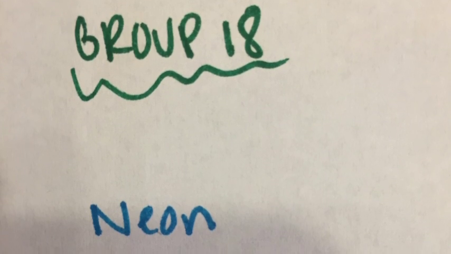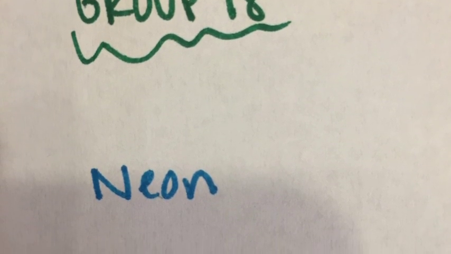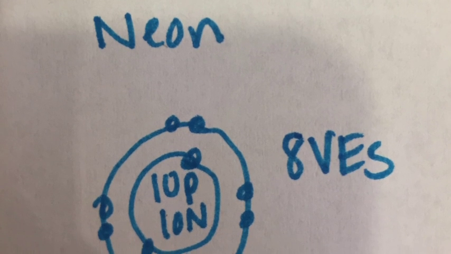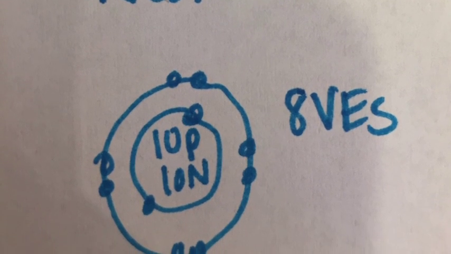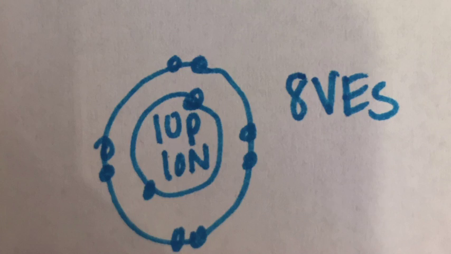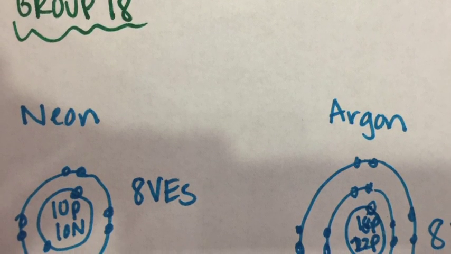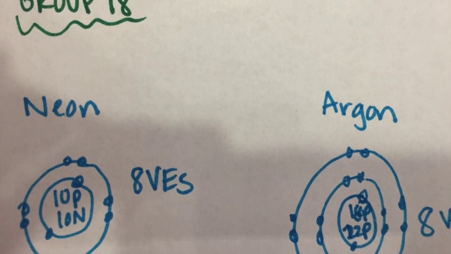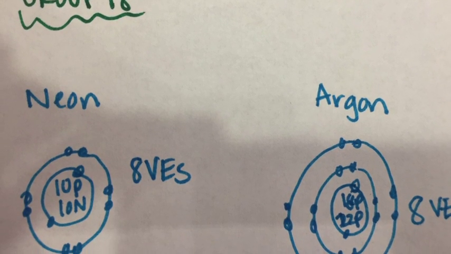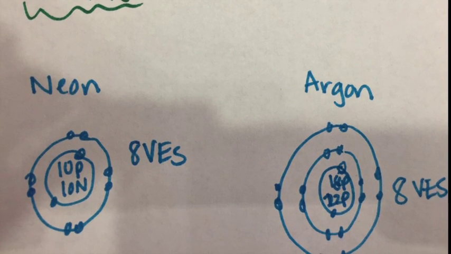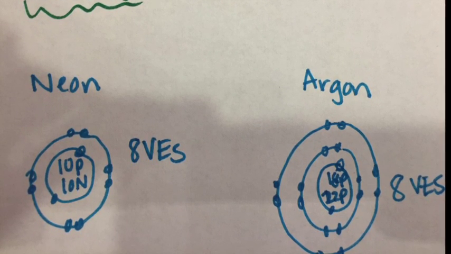Our very last group is group 18, or our noble gases. Neon is one of our noble gases. It has 10 protons and 10 neutrons. So if we draw the Bohr model, you'll see that that has 8 valence electrons. Argon is also a noble gas, and you'll see that that has 18 protons, 22 neutrons, and 18 electrons. And so if you draw out that entire Bohr model, you'll see that there are also 8 valence electrons there.